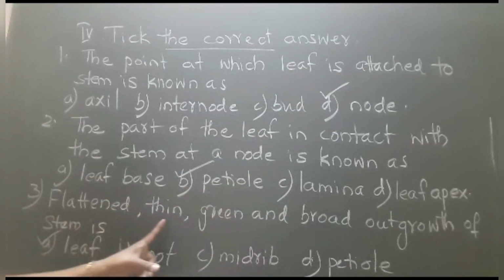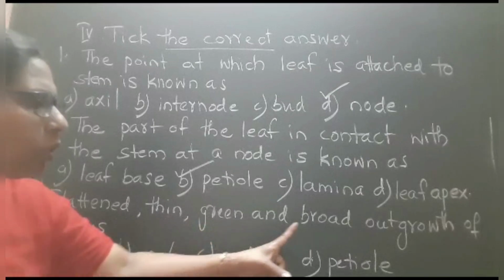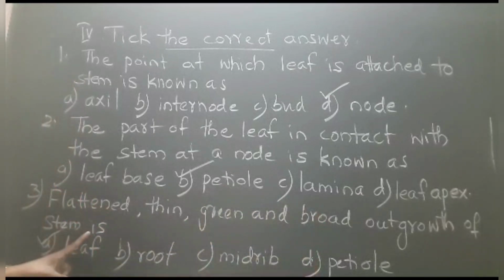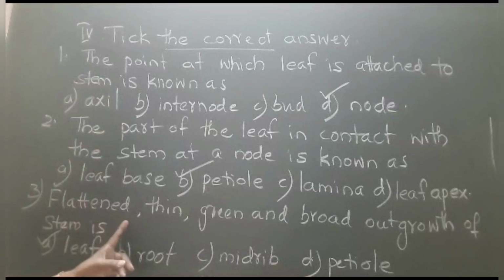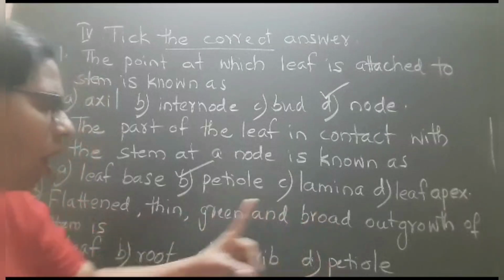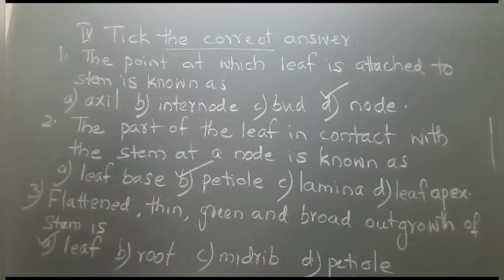3. Flattened, thin, green and broad outgrowth of a stem is A, leaf, B, root, C, midrib, D, petiole. Flattened, thin, green and broad outgrowth of a stem is called leaf. So leaf is the correct answer. Third one, option A, leaf is the correct answer. First one, option D, node is the correct answer. 2, option B is the correct answer. Third one, option A is the correct answer.